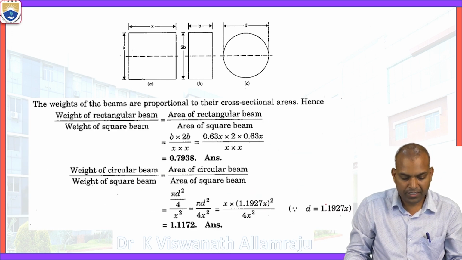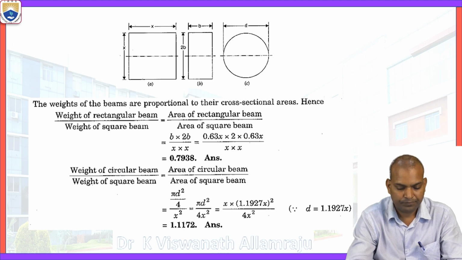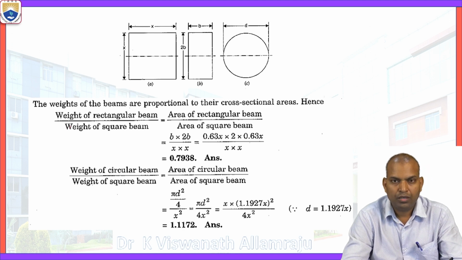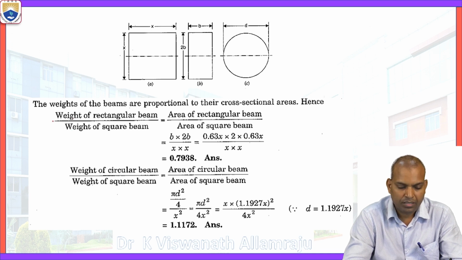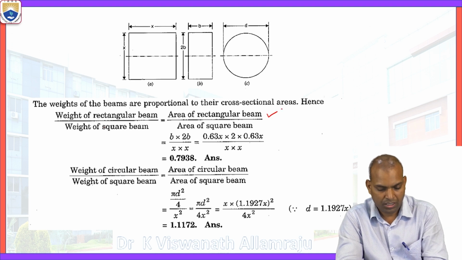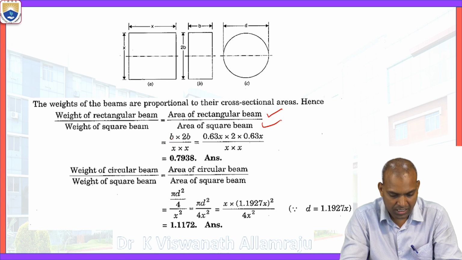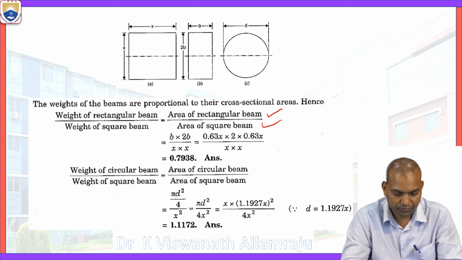Now we need weight ratios. The weights of the beams are proportional to their cross-sectional areas. That's why, weight of rectangular beam by weight of square beam equal to area of rectangular beam by area of square beam. The area of rectangular beam is B into 2B by the area of square beam x into x.